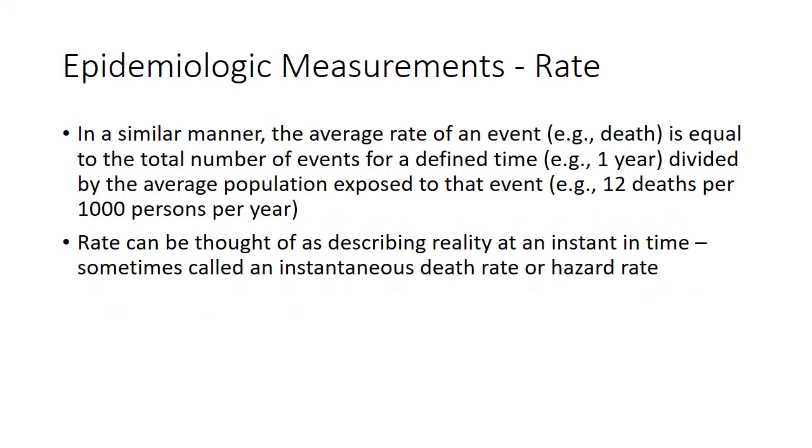Similar to the car example, you could use these death rates. You could look at the rate of the event, or death, equal to the total number of events over your defined time period, so it could be a year, divided by the average population exposed to that event. So say you had 12 deaths per 1,000 persons per year. You can think of rate as describing reality at an instant in time. So if you were to take it at a certain point in time, you could call this an instantaneous death rate or a hazard rate. You may see that term being used occasionally.